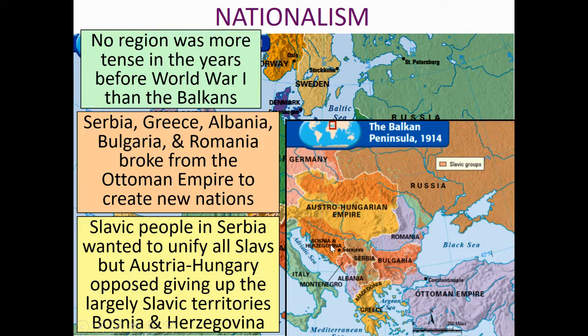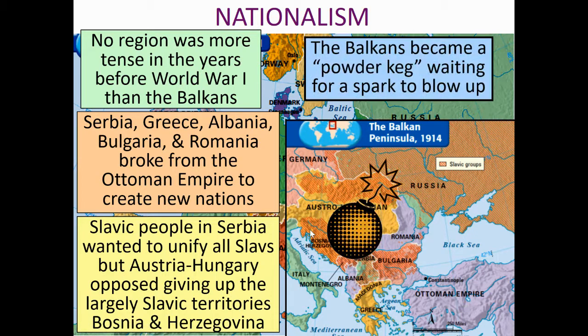Serbia says, hey, Austria-Hungary, give us this land. Let all the Slavic people live together in one country. Well, Austria-Hungary wants land, so they say no. It's going to create a lot of tension. This area becomes a powder keg. The term powder keg comes from when guns used to be loaded with gunpowder. You would actually pack your gun with gunpowder.